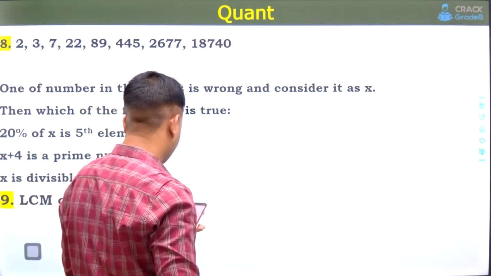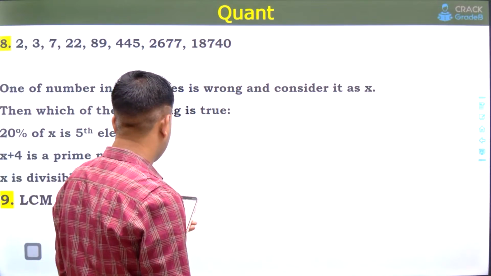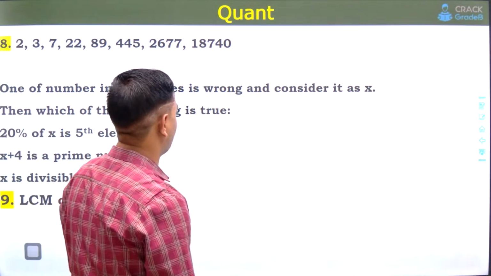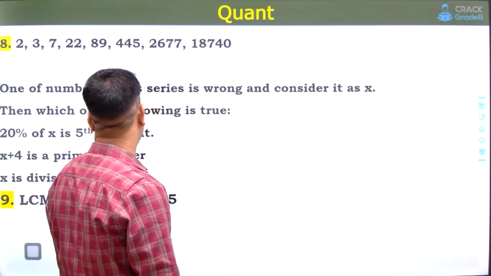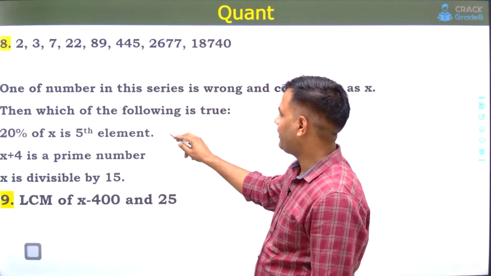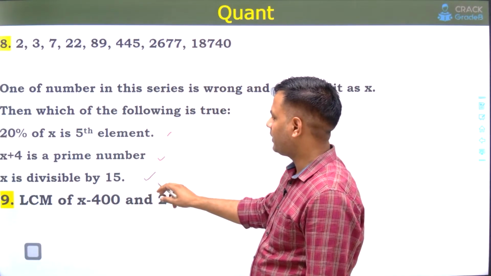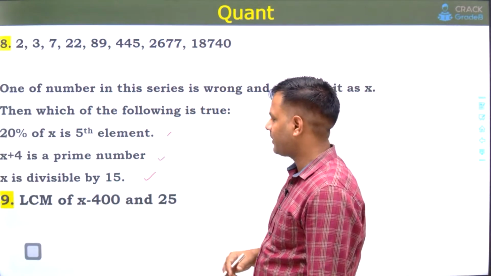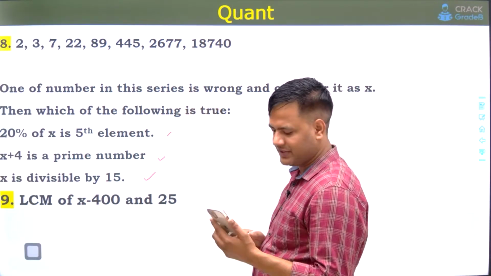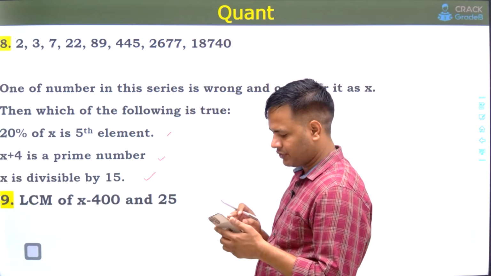Next question. This number series was given and one number was wrong. Consider it as x, and you have to tell the following. 20% of x is the fifth element. X plus 4 is a prime number. X is divisible by 15. And the second question was LCM of x minus k 425. It was a very easy question.